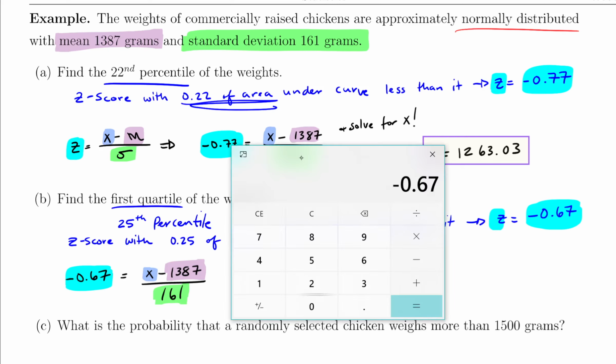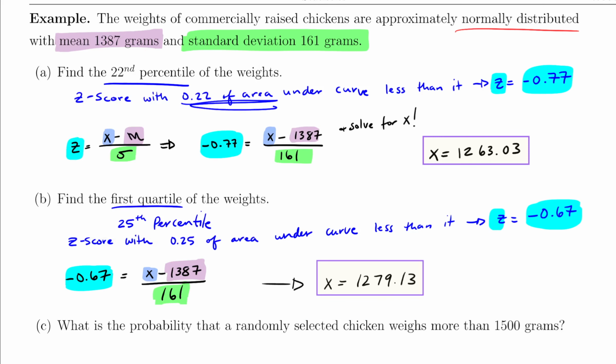We know the first step of solving would be to multiply both sides by 161, so we do that in our calculator, and we get this value. Then the next step to isolate would be to add 1387 to both sides. So we get the isolated x value is 1279.13. And that x value, given the mean and standard deviation, would put you in the 25th percentile of weights.